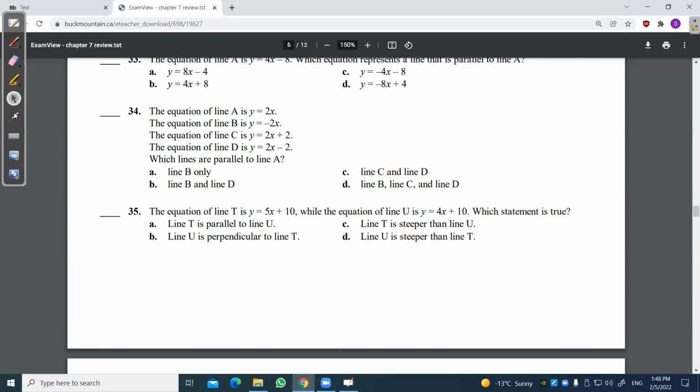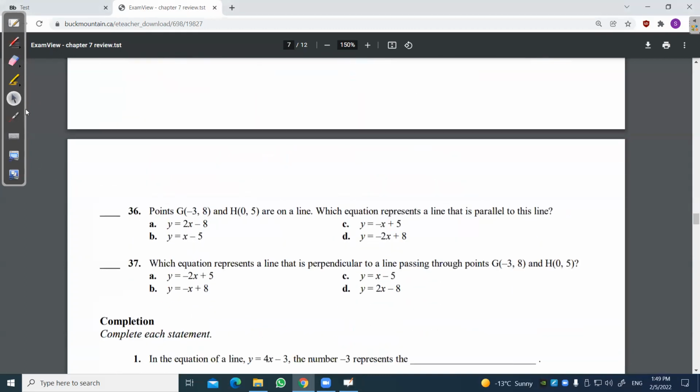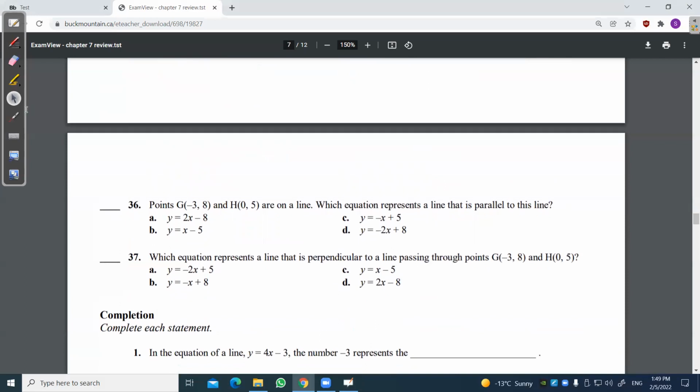What does steeper exactly mean? Well, steepness is how vertical the line is. This is steeper than this. So C? Yes, the higher the slope, the steeper it is. 36, they've given us 2 points. They're asking us which equation represents a line that is parallel.